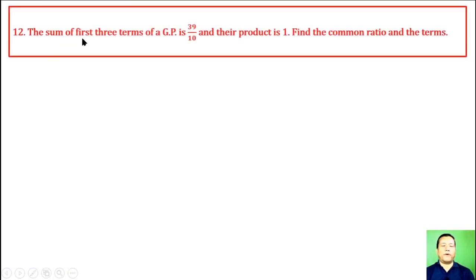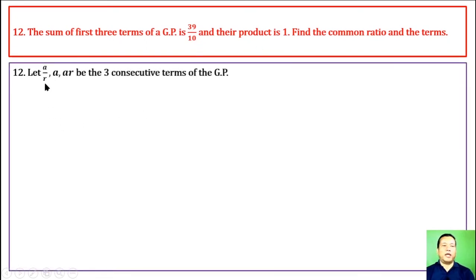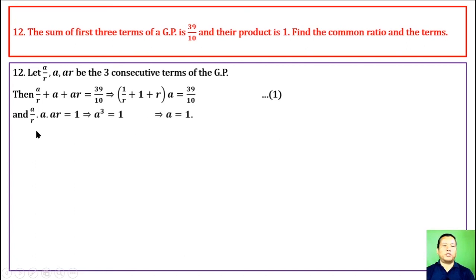Question 12. The sum of the first three terms of a GP is 39 by 10 and their product is 1. Find the common ratio and the terms. Let a by r, a, ar be the three consecutive terms of the GP. We have to take it in this form. Their sum is given as 39 by 10. Taking a from each term, we get this, which is equation 1. Also, it is given that the product of the first three terms is 1. We get a cube equal to 1. Solving, a equal to 1.